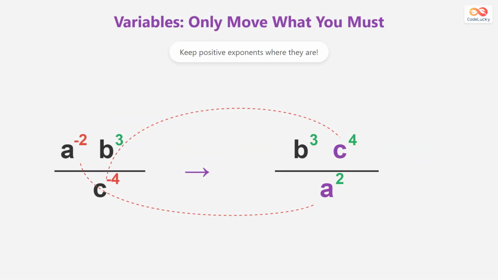When working with variables, be careful. Only move the terms that have negative exponents. In this example, b cubed is already positive, so it stays exactly where it is. Only A and C move.